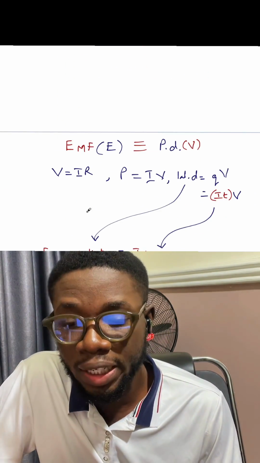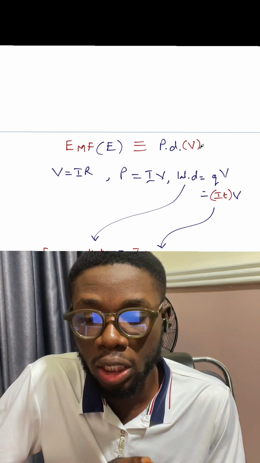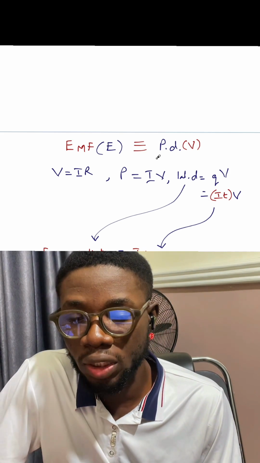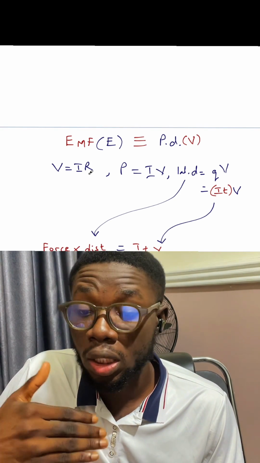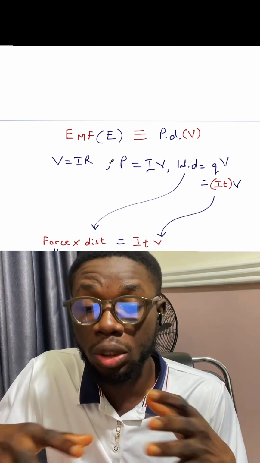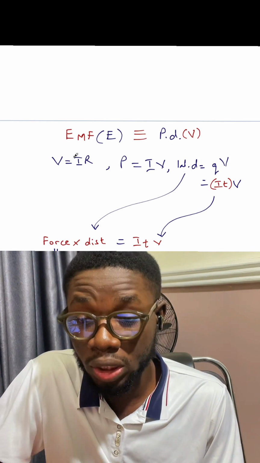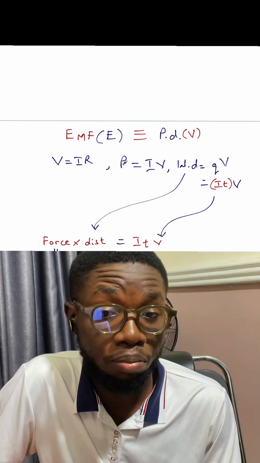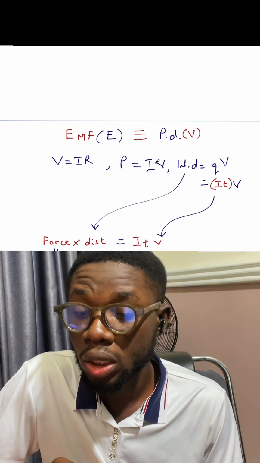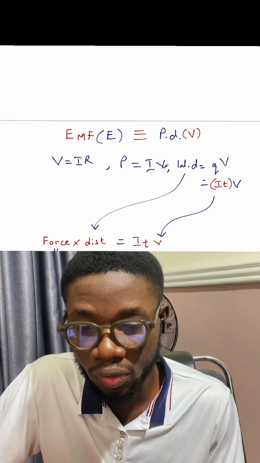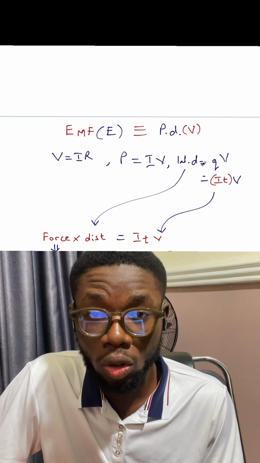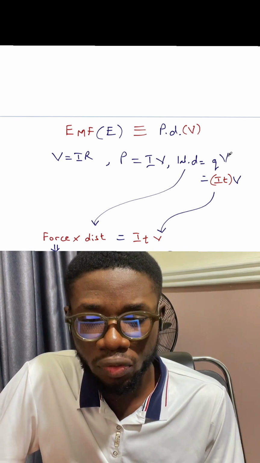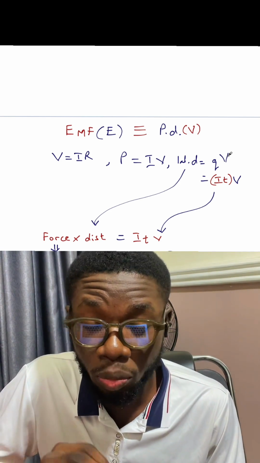The first thing we need to note is that EMF will have the same dimension as potential difference. Because we're familiar with potential difference, I'll be using them interchangeably in this video. Potential difference has a lot of relationships with many other quantities in physics. For instance, potential difference is the product of the current and the resistance. Electric power, P, is current multiplied by the potential difference, V. And work done by a charge is QV, where Q is the charge and V is the potential difference. So there are many other relationships with potential difference that we can find.